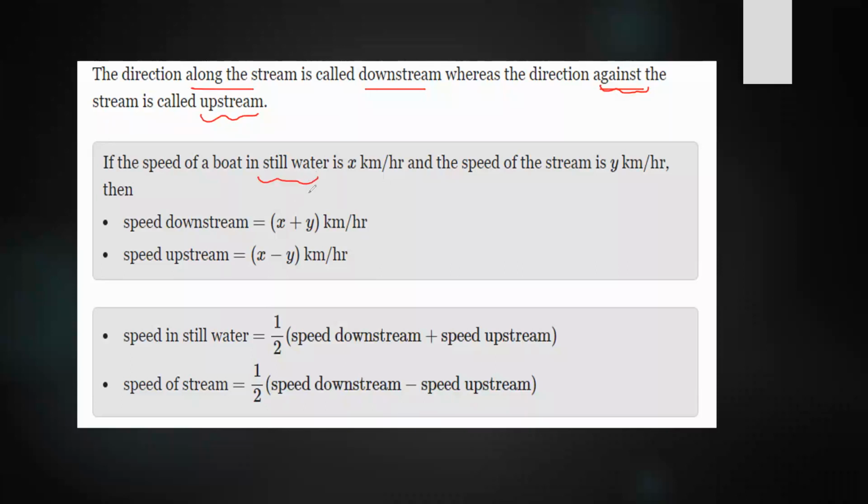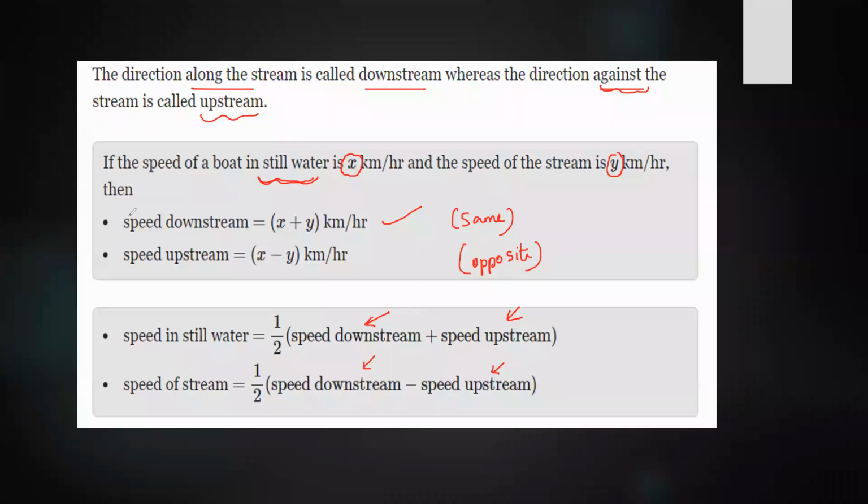So the direction along the stream is called downstream. Take a screenshot, or you can write it down. Along the stream is downstream, against is upstream. In still water there is no downstream or upstream; the water stays like a pond. The speed of the boat in still water is X. The speed of the river is Y. Then downstream is the same direction, so add the speeds. Upstream is the opposite direction, so subtract the speeds.